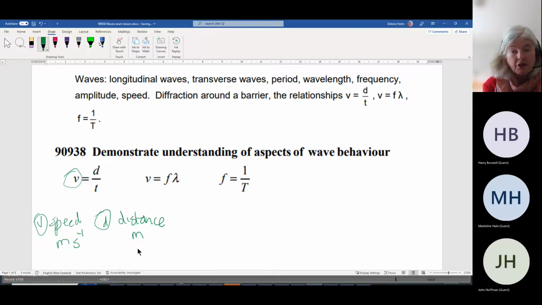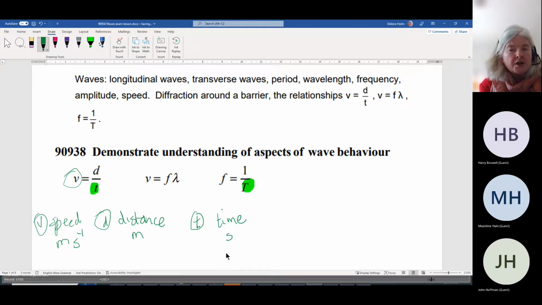And again, as I say, if they ask you to give something in centimeters, you need to do that conversion between meters to centimeters. And then t, a small t, because it's important that you are aware of the difference between a small t and a big T. Okay, they're different things, so don't just capitalize everything or make everything small. The symbol is important. So t is time, and time, hopefully, you know, is measured in seconds.